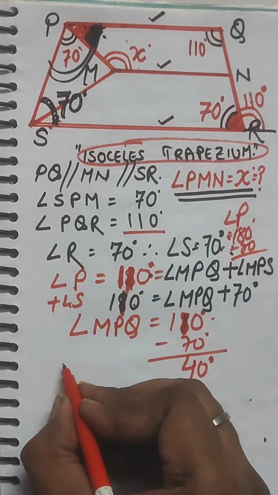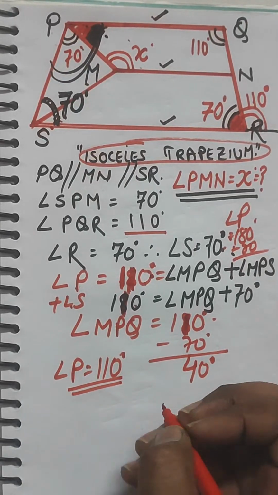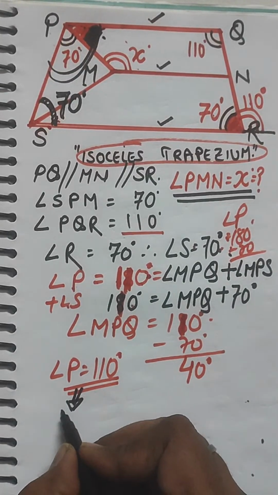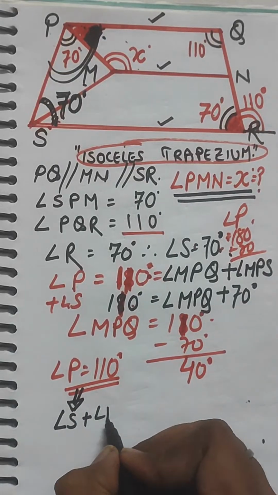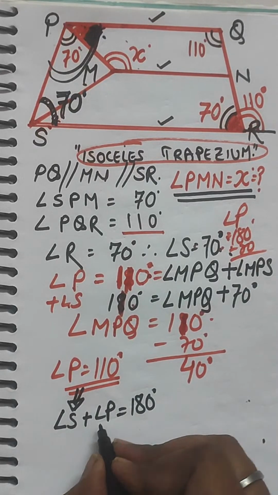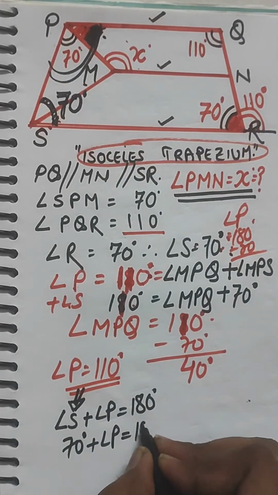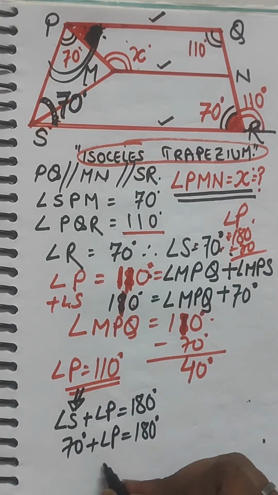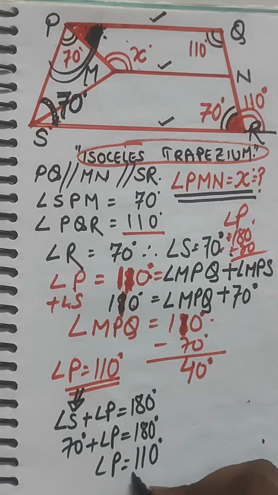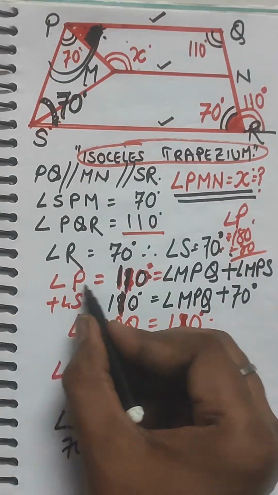So angle P will be 110. How will angle P be 110? Because angle S plus angle P is equal to 180 degree, right? And angle S is already 70 degree. So this will give you the value of angle P, calculated as 180 minus 70, which is equal to 110. So this 110 is the value of angle P.